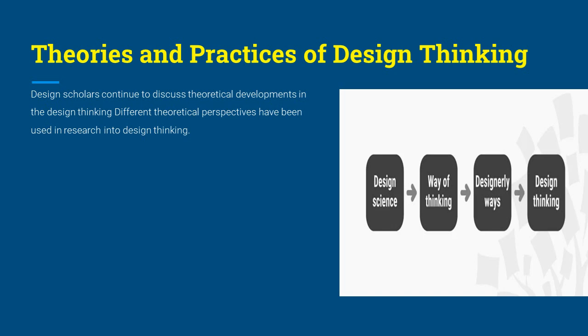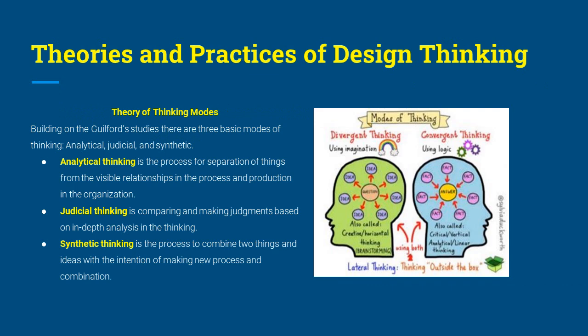Now we will be considering different approaches and theories which are used in the field. The first theory is called the theory of thinking modes. Building on Guilford's studies, there are 3 basic modes of thinking: analytical, judicial and synthetic. So now how do people think? That also has to be considered. Some people use analytical thinking. That means they work very reasonably, they think very scientifically. They have accurate numbers and accurate decisions. That is called analytical thinking. For example, most engineers have to think analytically.